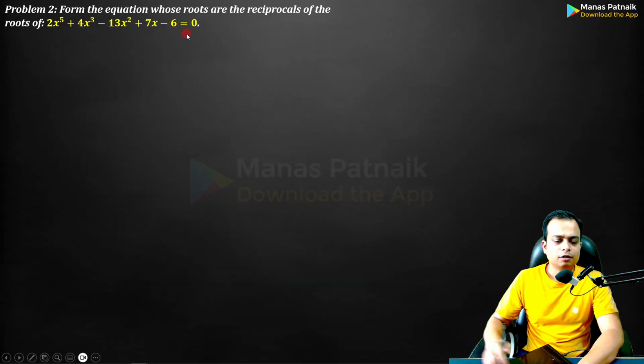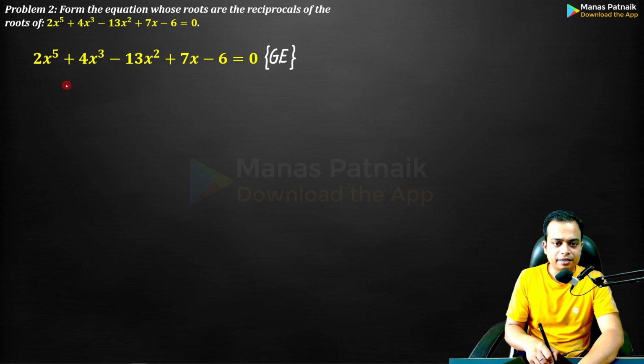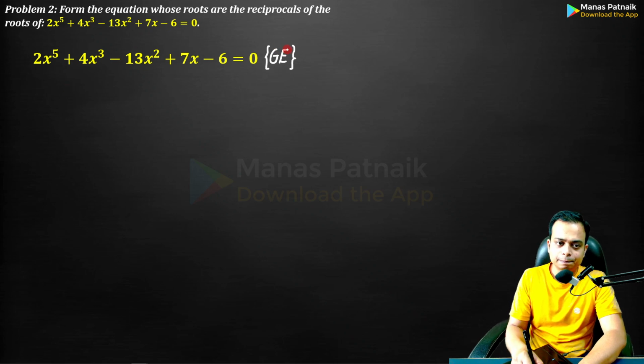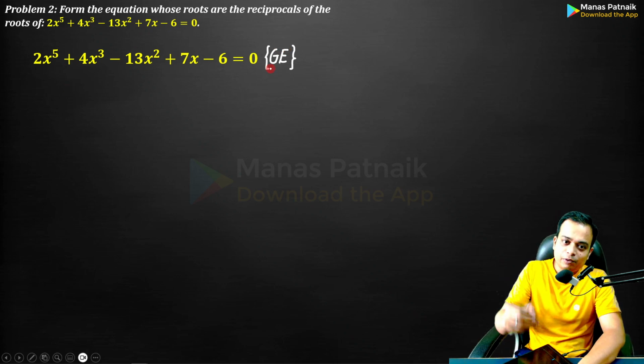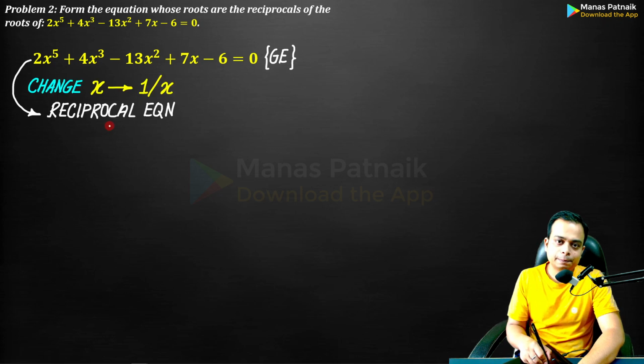Form the equation whose roots are the reciprocals of 2x power 5 plus 4x cube minus 13x square plus 7x minus 6. Let me rewrite this equation. This is our given equation. We need to find that equation whose roots are the reciprocals of the given equation. What to do? You need to apply transformation. How? Change x to 1 by x.